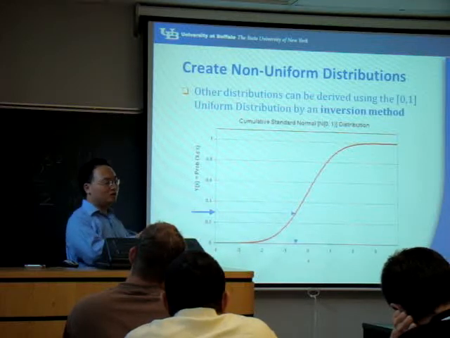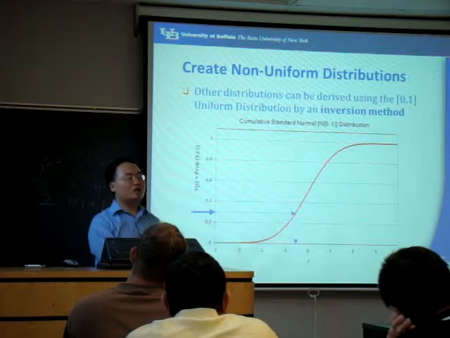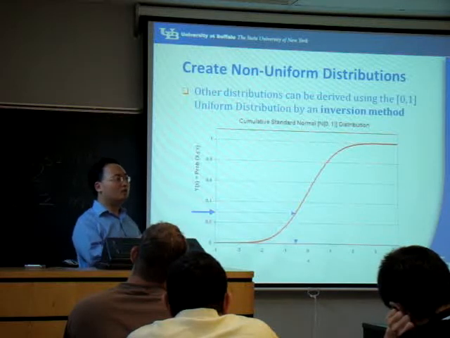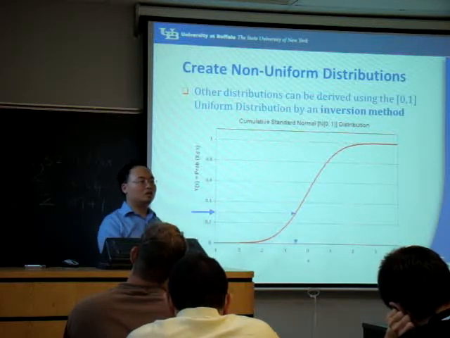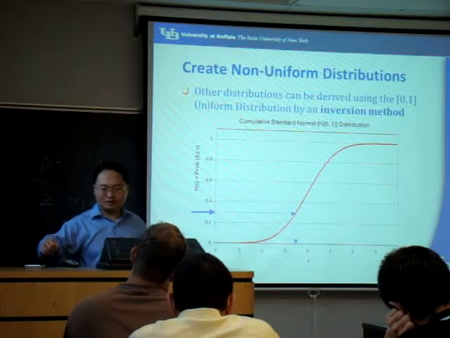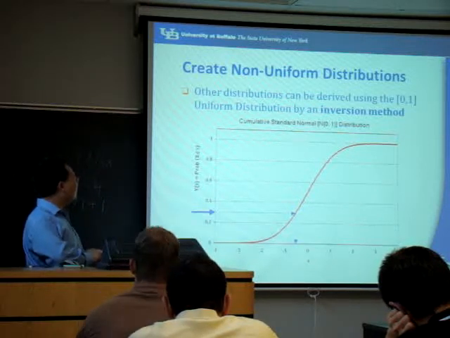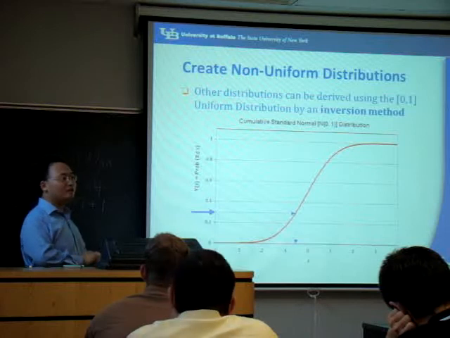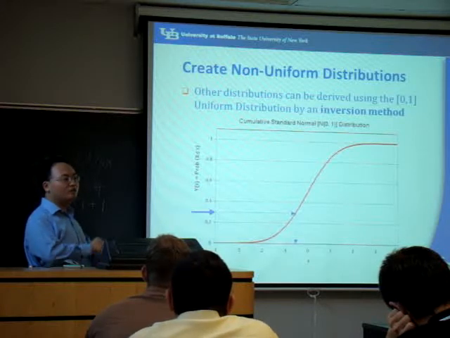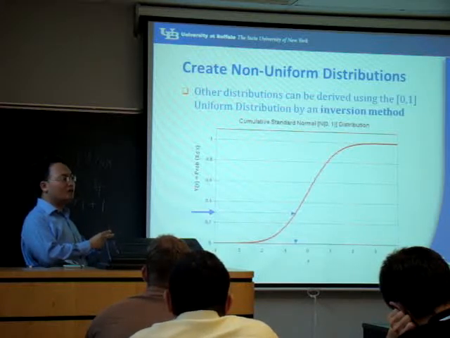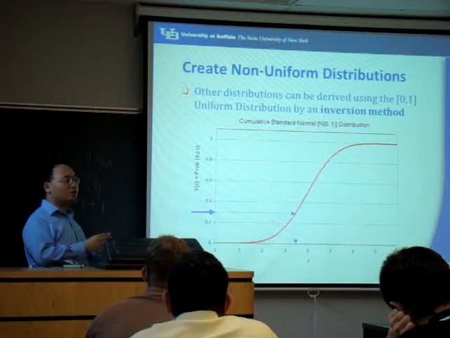For example, I have a distribution from 0 to 1. Then I want to create a normal distribution. How do I do it? Does anyone want to volunteer to talk about that? Anyone has any idea? Given a uniform distribution, how do you produce any distribution you want?